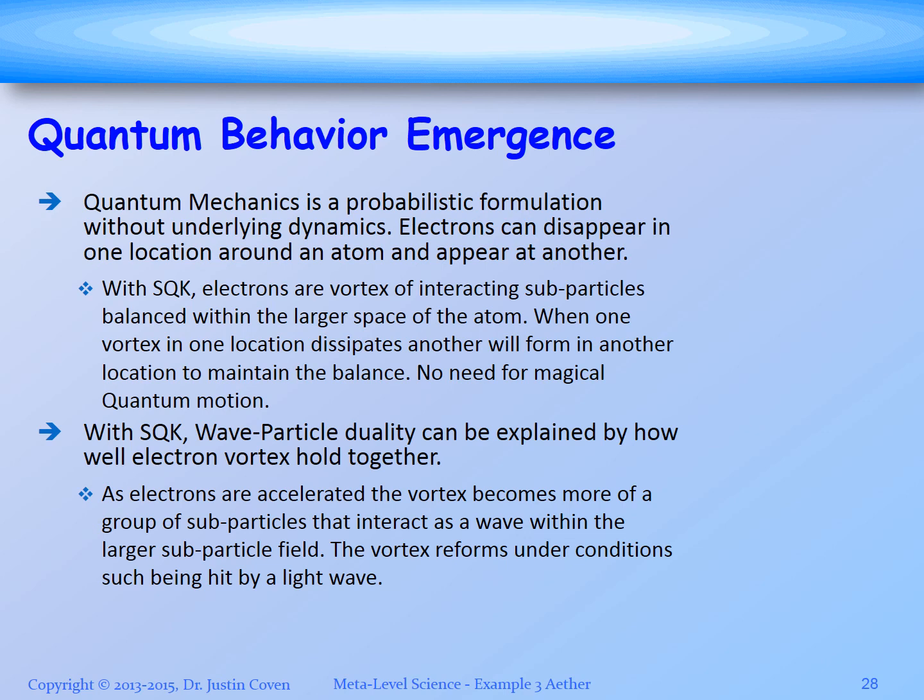With subquantum kinetics, wave-particle duality can be explained by how well electron vortices hold together. As electrons are accelerated, the vortex becomes more of a group of subparticles that interact as a wave within the larger subparticle field. The vortex reforms under conditions such as being hit by a light wave.